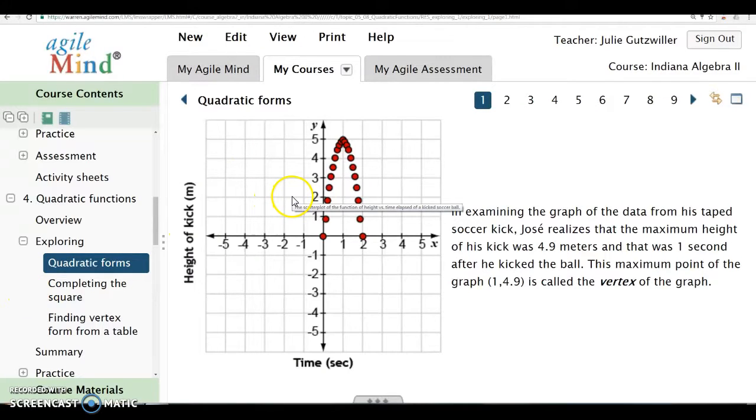Okay, so we go back to Agile Mind. I'm in Quadratics, Past Overview, Exploring Quadratic Forms, page 1. It says, examining the data, he realizes max height is 4.9, and that was 1 second after. The max point is (1, 4.9), that's this point way up here. It's called the vertex of your graph.